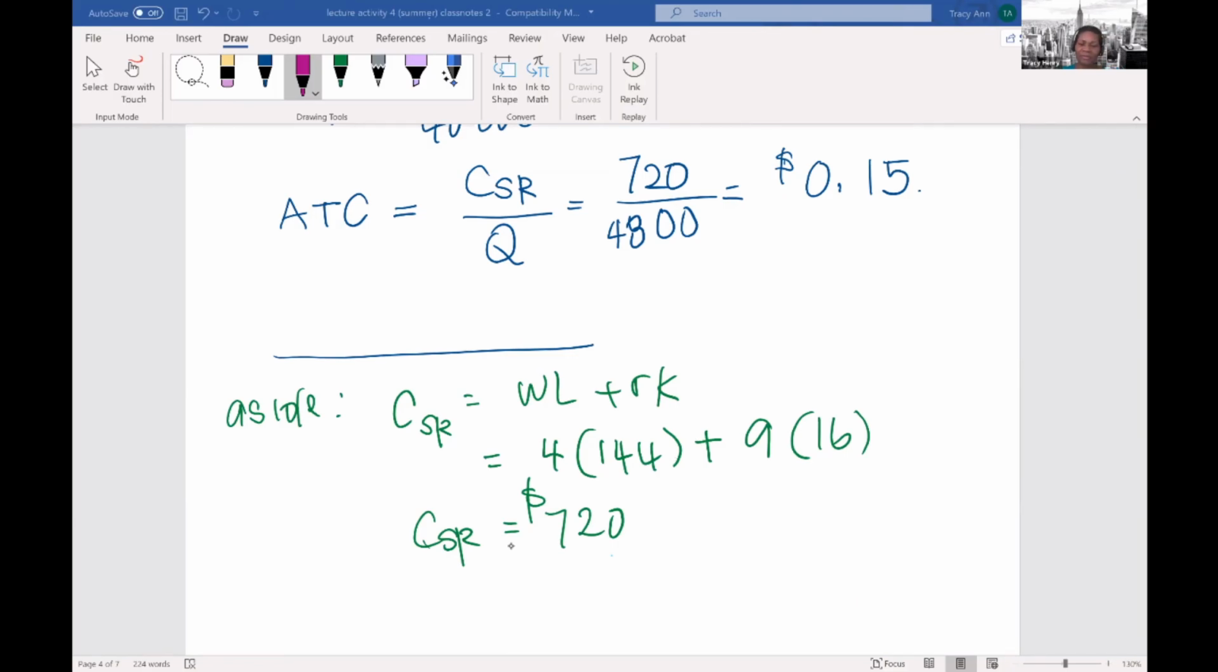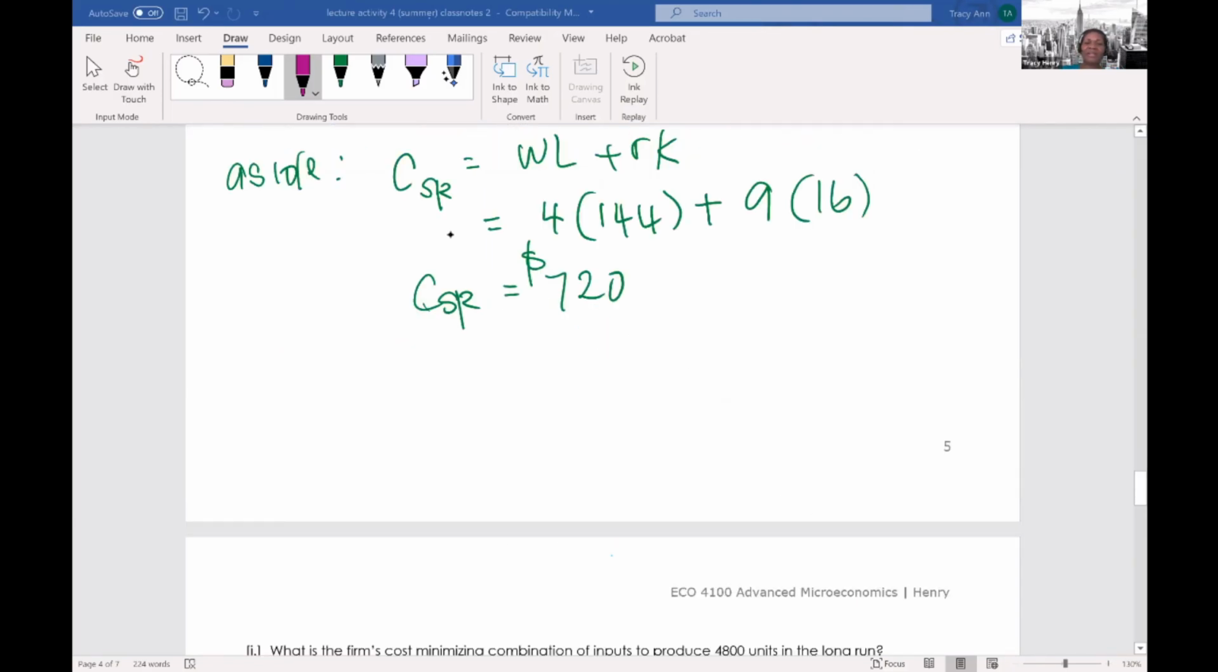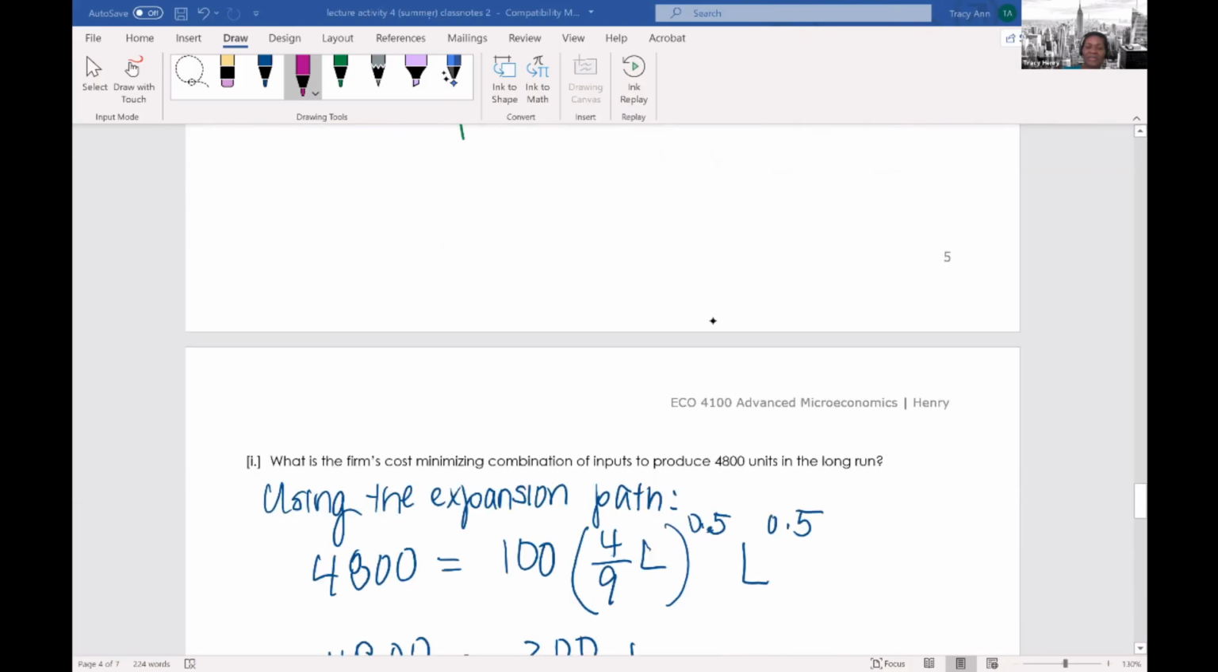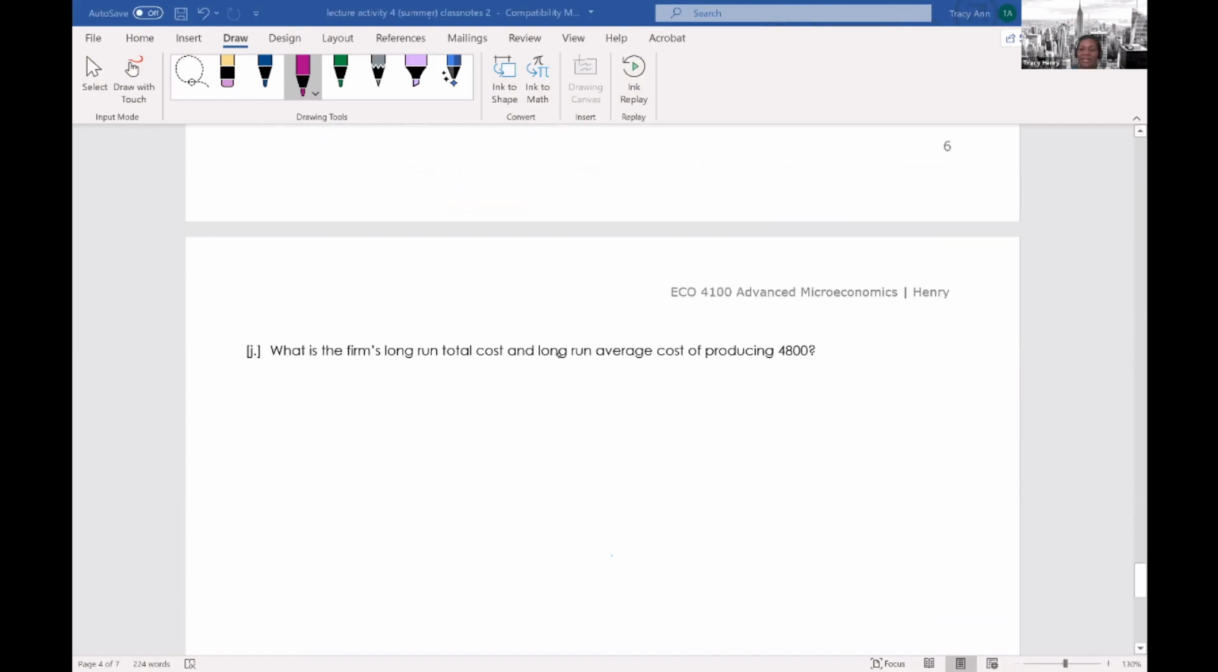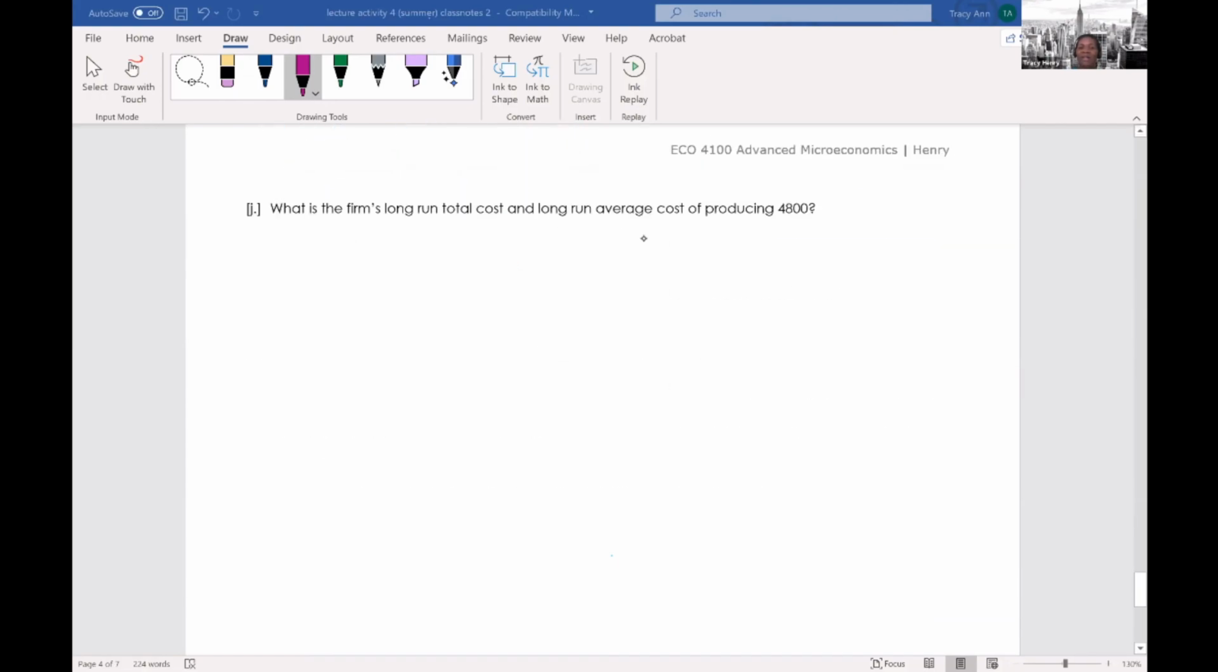It's not 1,156, it's 720. That's what we said from long ago. 720, if we're using a combination of 144 and 96. The total cost is 720. Alrighty then. So now that we have this cost minimizing combination, the last part says, what is the firm's long run total cost and average total cost of producing 4,800?